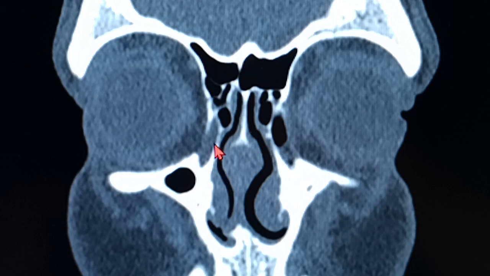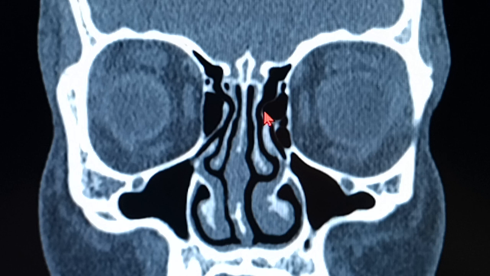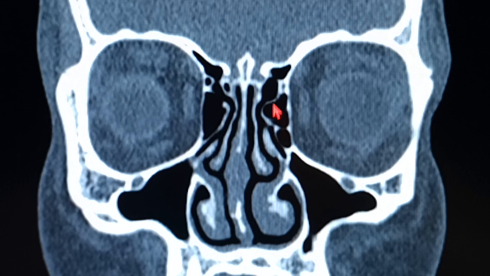If you see on the left side, this is the uncinate process over here. If you keep on going behind, you can see the uncinate process attaching itself to the lamina papyracea. So on both sides, the patient is having a medial drainage. You can see this is how, so if I keep on, this is a bulla ethmoidalis basically.